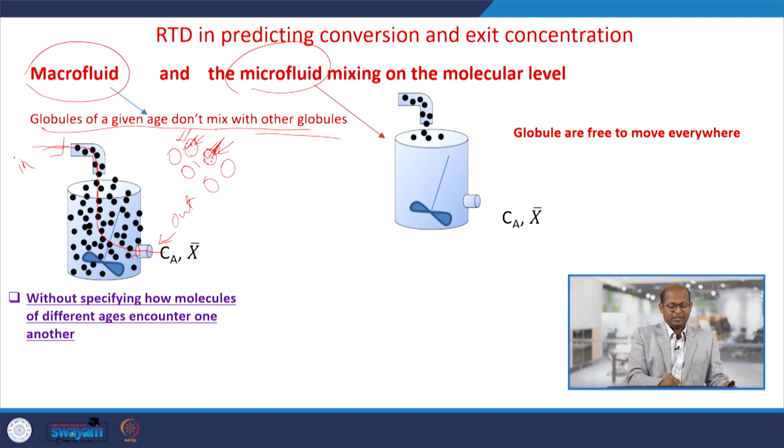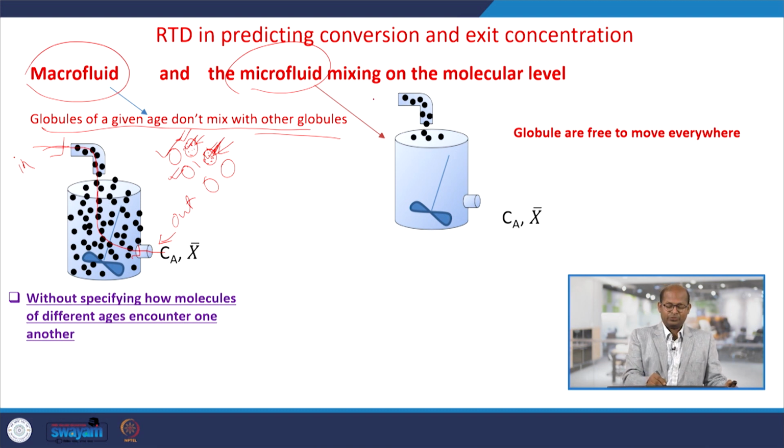So, if it does not mix, these globules do not mix with those globules. Then the individual globules, the molecules present in them, have unique residence times and unique space times for that particular reactor, and here the mixing is called macrofluid mixing.